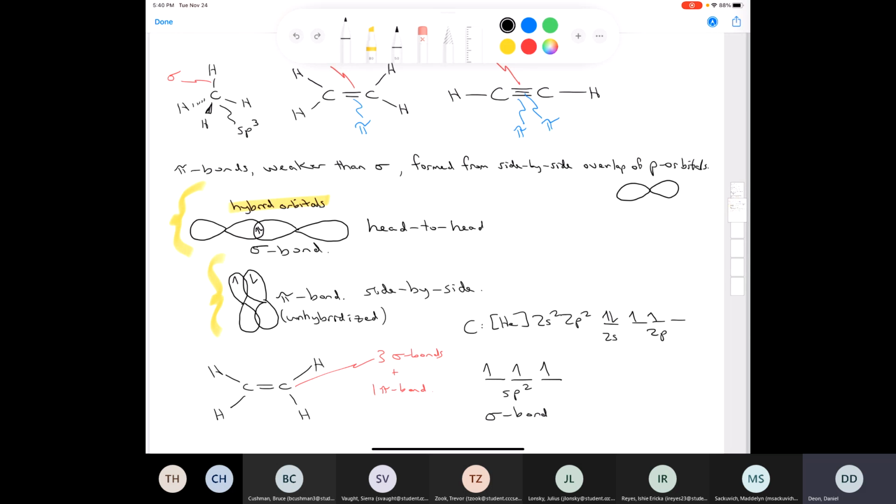What have I got left over? I'm going to have 1 2p orbital. I'm going to write it over here, and that is going to have an unpaired electron in it. That's an unhybridized orbital, right? That's just a plain old 2p. It's got nothing to do with sp2 and so on. It's not a hybrid orbital. That's unhybridized, so that represents the pi bond. So that means the hybridization of the carbon in this molecule, both of the carbons here, both carbons are sp2 hybridized.